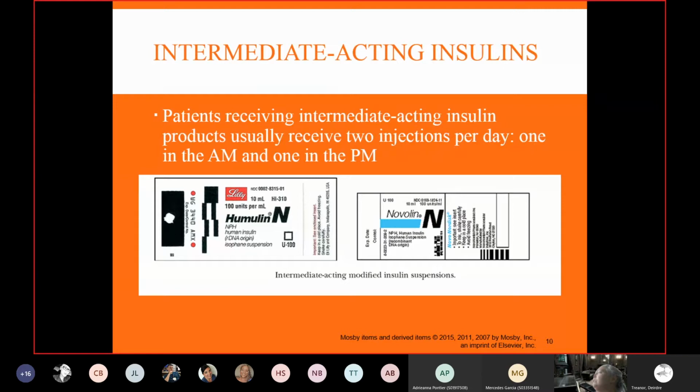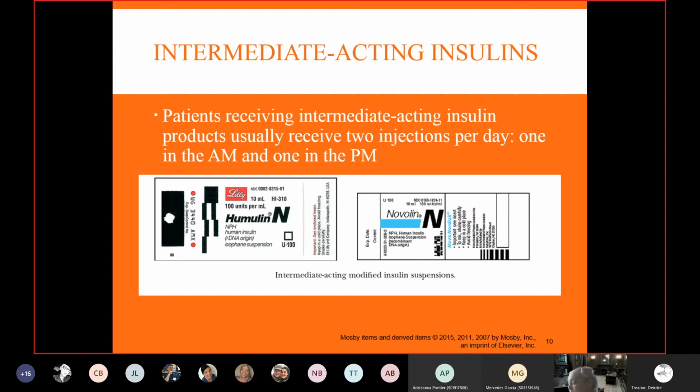Intermediate is usually received twice a day, once in the morning and once in the evening. They might have mixes. Want to make sure they have a bedtime snack, like half a cheese sandwich or milk, to cover potential reaction. Mixes are usually prescribed by physicians for specific periods.